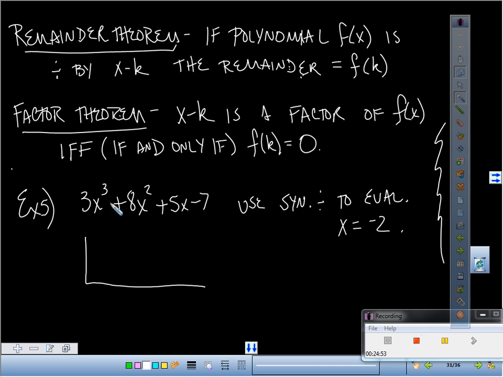Okay? So, start at your highest exponent. Make sure everybody's represented. 3, 2, 1, 0. I write my coefficients down. 3, 8, 5, and negative 7.